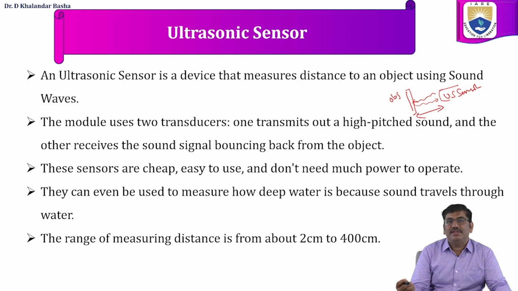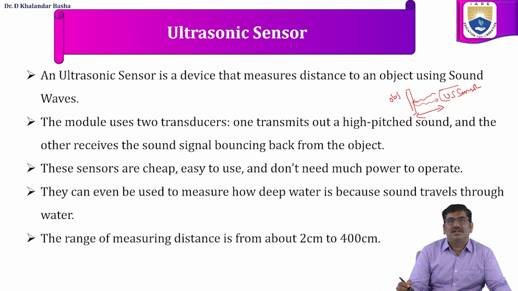For producing the sound waves, internally it has a transmitter. The reflected sound waves from the obstacle are collected by the receiver. If no obstacle is present, the sound waves propagate, and as there is no reflective medium, the receiver will not receive any signal, indicating the absence of the obstacle. The module mainly uses two transducers: one for transmission of the high-pitched sound, and a receiver which receives the sound signal bouncing back from the object.